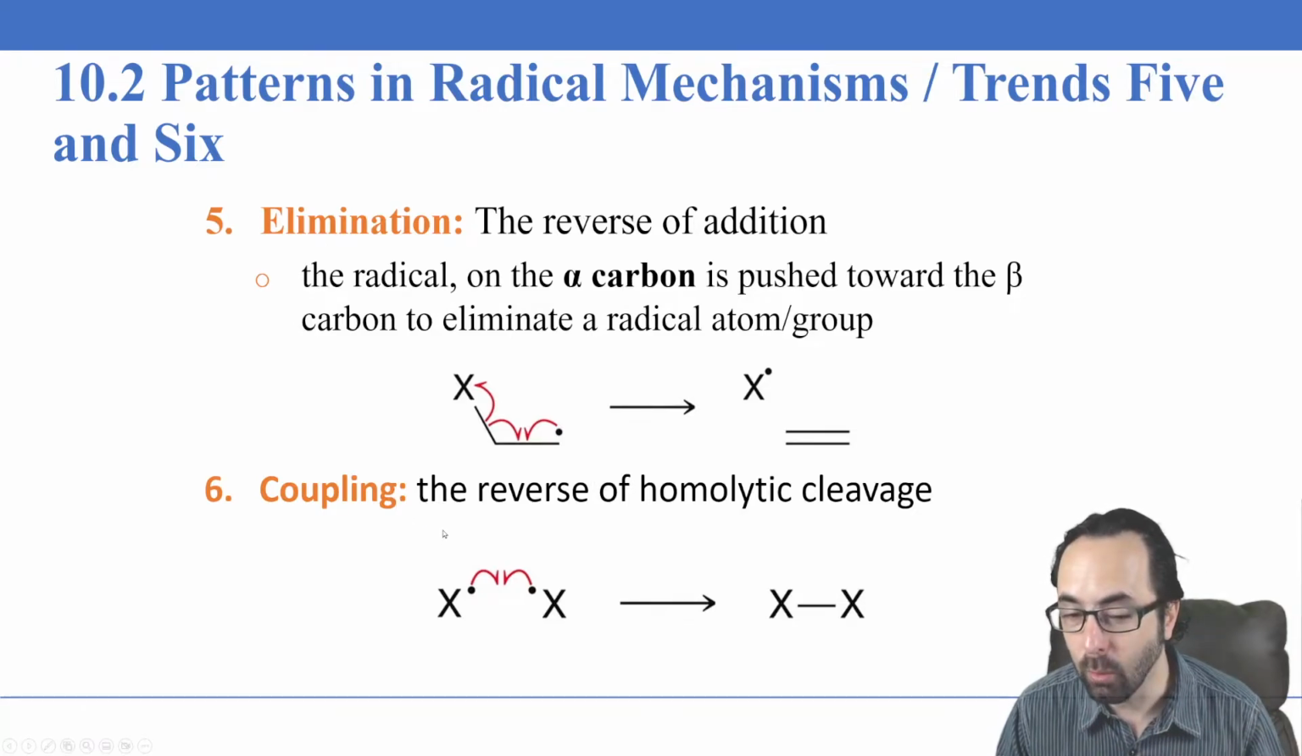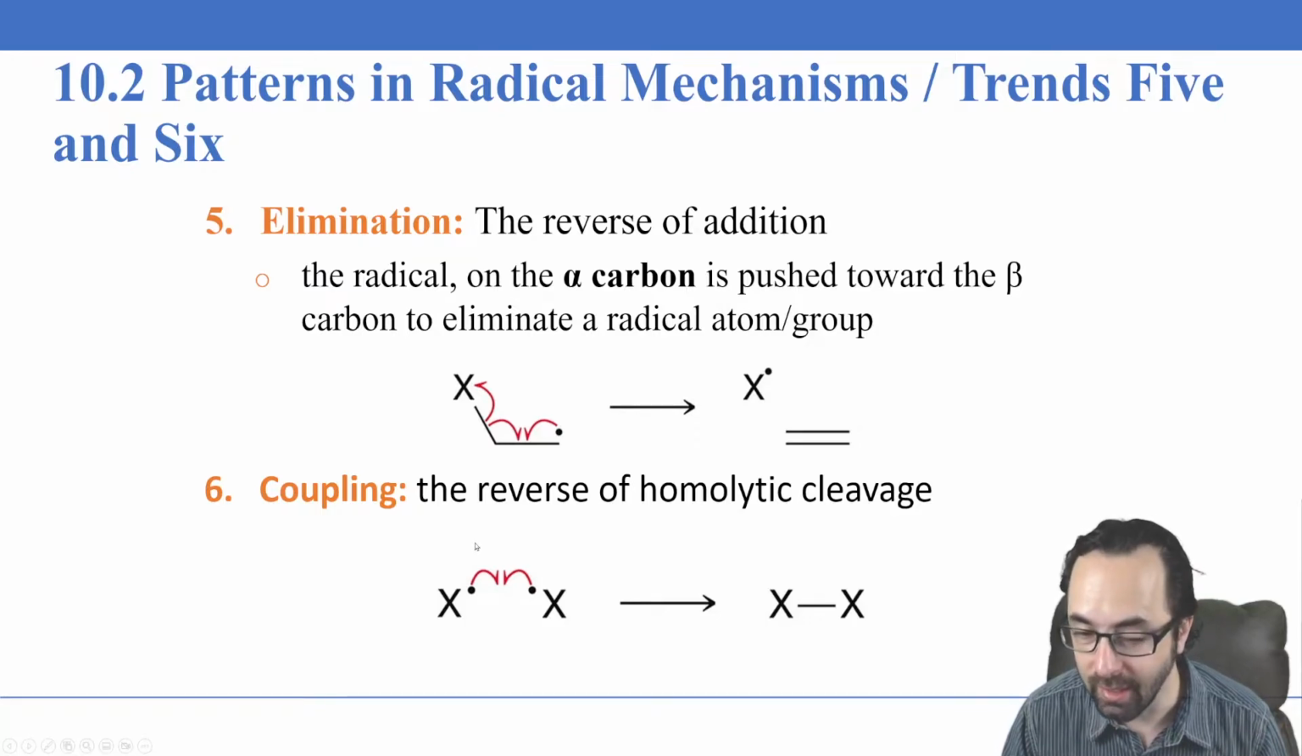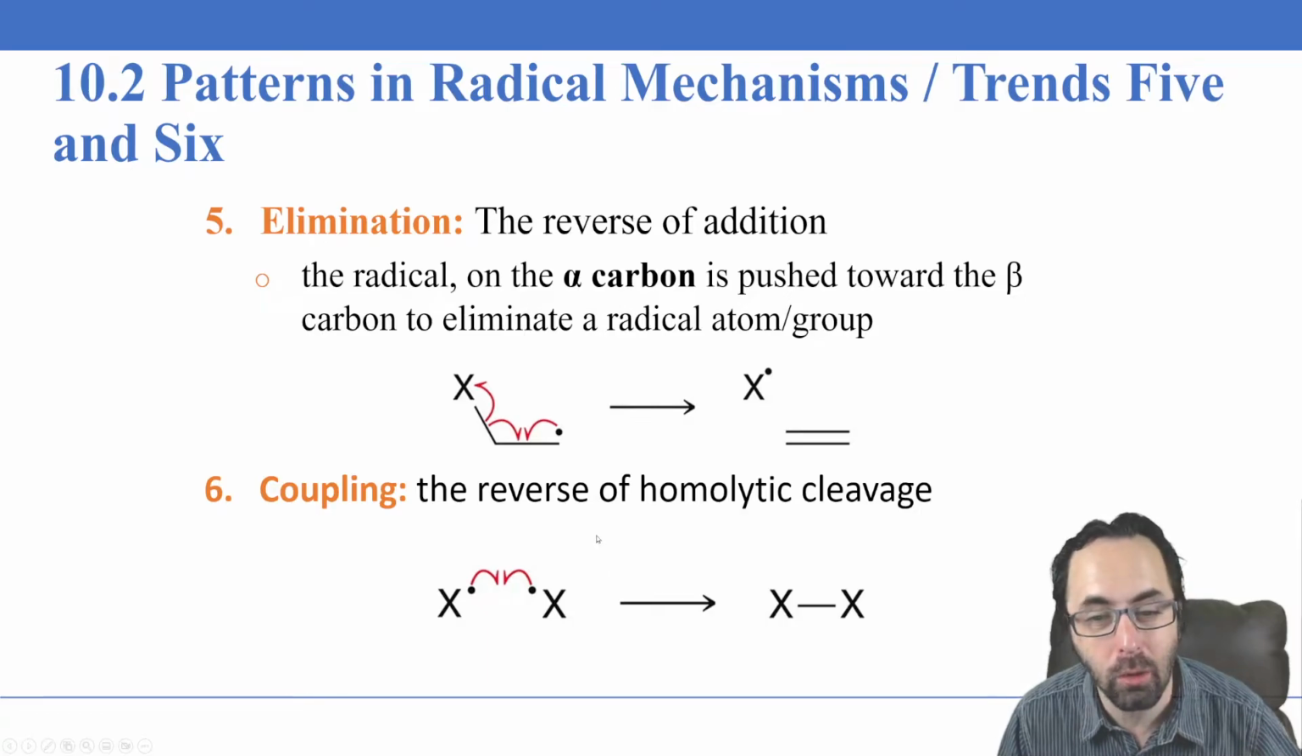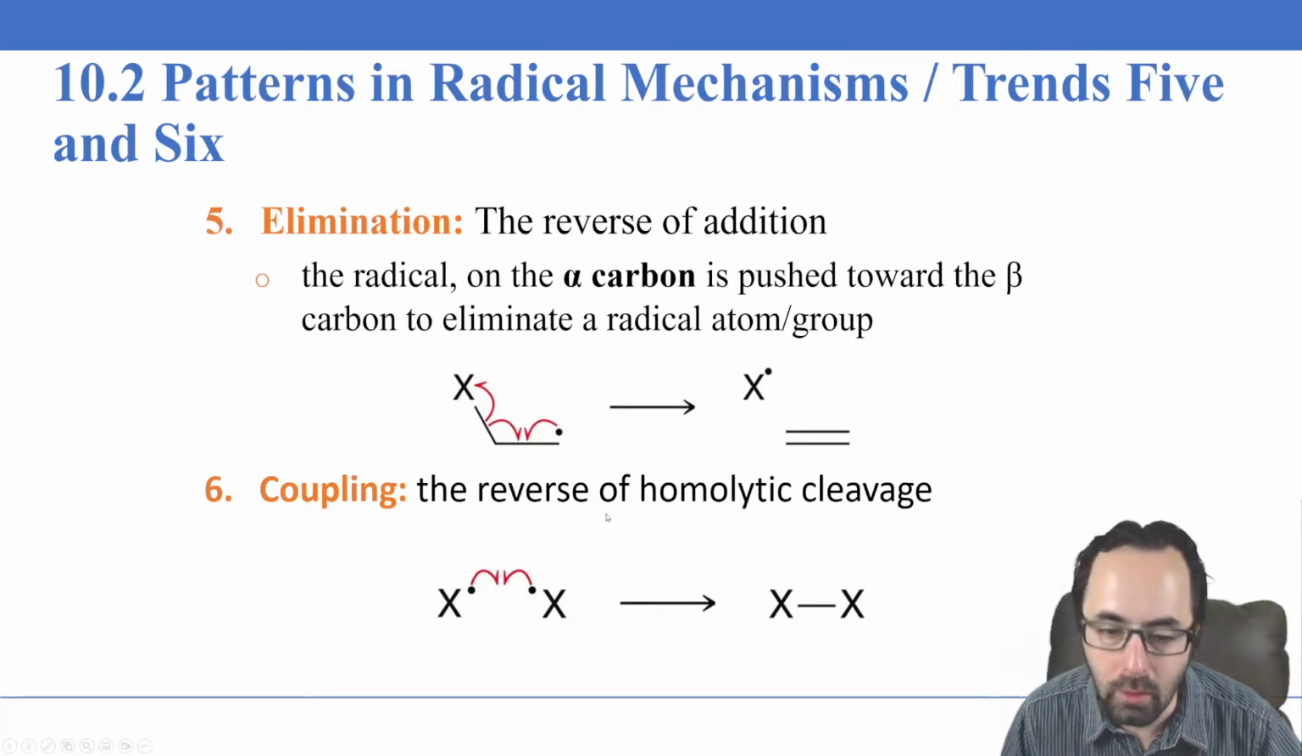Finally, this last one, coupling, this is how the radical reactions end. When two radicals, each with their unpaired electron, both give their unpaired electron to produce a bond. And so those are our 6 arrow pushing patterns, analogous to the 4 arrow pushing patterns that we had for ionic compounds, but a little bit different because we're dealing with radicals instead.